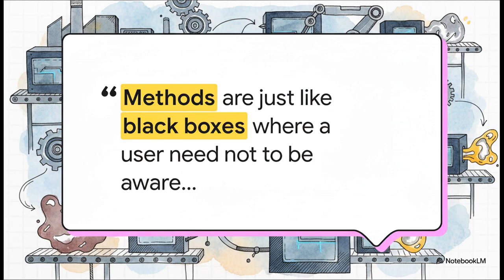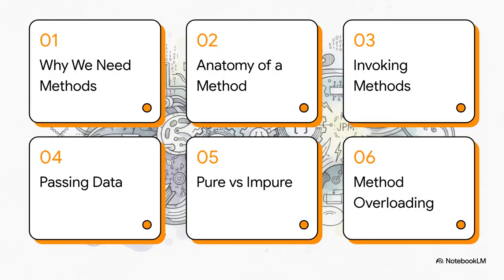You feed raw materials into one end and a finished product pops out the other. You don't need to see the messy, noisy gears turning inside every single time you use it. You just need to know it gets the job done. Here's our quick roadmap for today. We're going to cover why we need methods, the anatomy of a method, invoking Java methods, passing data, pure versus impure methods, and finally, the power of overloading.